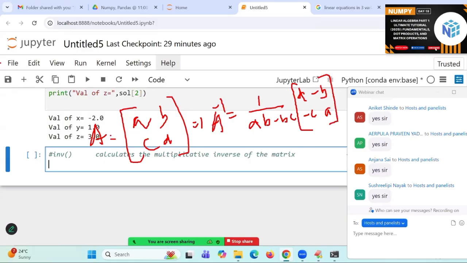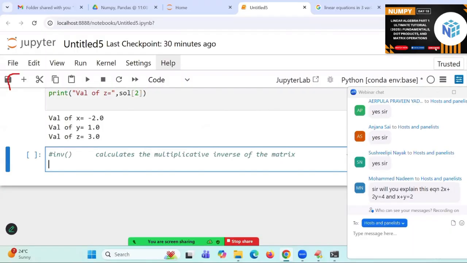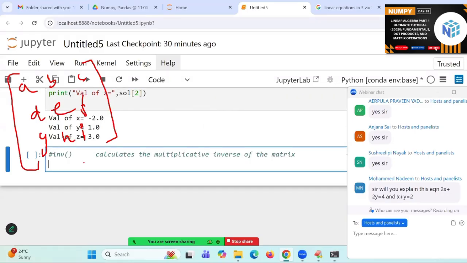If it is a 3 by 3 matrix, you know how to do it. This is called 2 by 2. When it comes to 3 by 3, what is this now? A, B, C, D, E, F, G, H, I. What is the inverse of a 3 by 3 matrix?